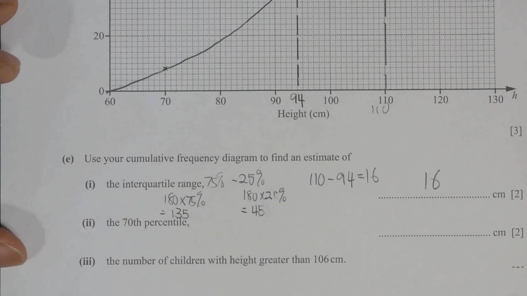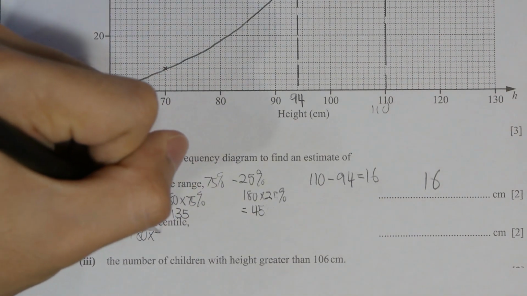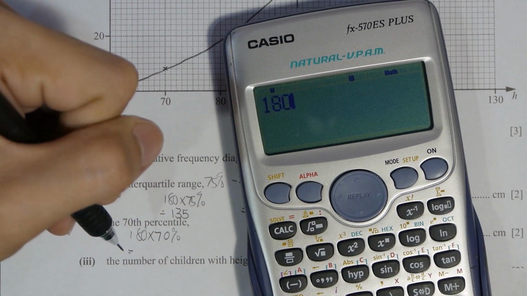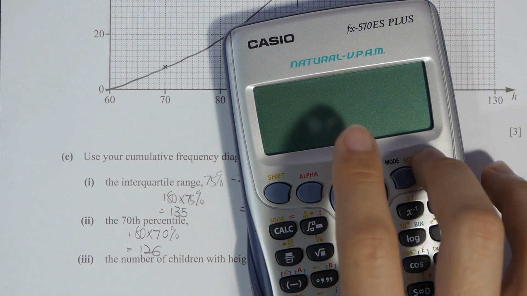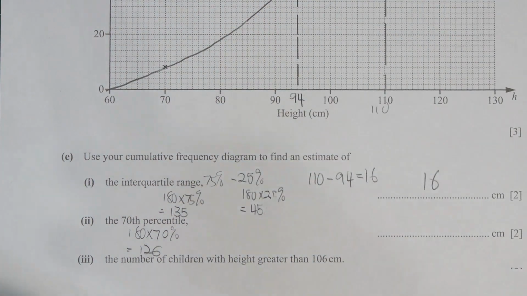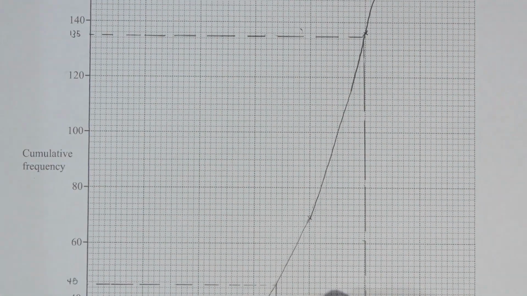Whereby for the 70th percentile, 180 times 70%, we get 126. So from 126, you drew it down, you will get 109 cm.